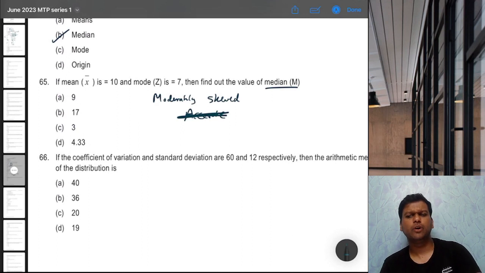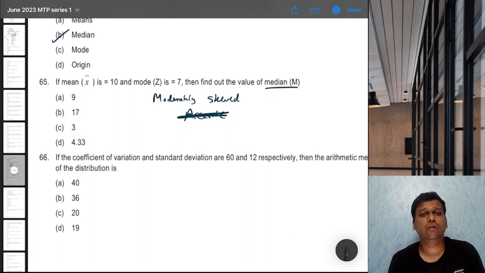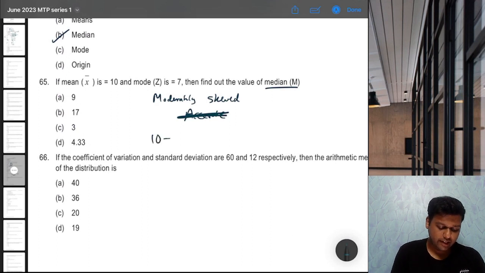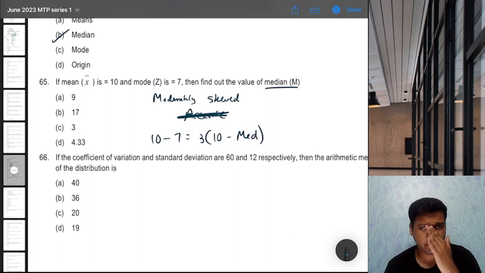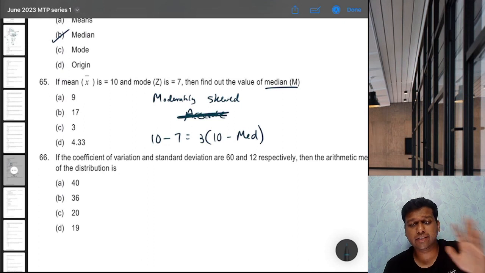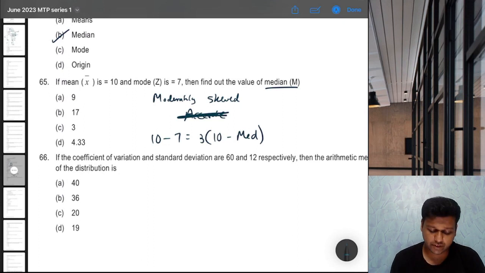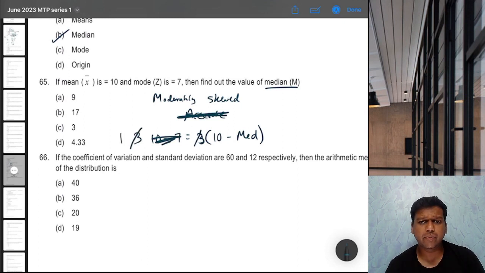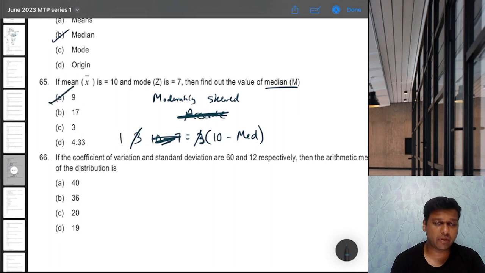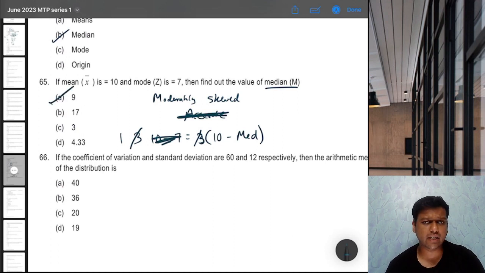So the empirical formula is something that you'll have to remember, right? Mean minus mode, 10 minus 7, is equal to 3 into mean minus median. That is the formula of the empirical relationship between mean, median, mode. You'll have to remember this because it is easy to get confused on which side 3 is on. So 10 minus 7 is 3. 3 we can cancel. So 1 is equal to 10 minus median. So median will be 9, 10 minus 1. So 65A is the correct answer.